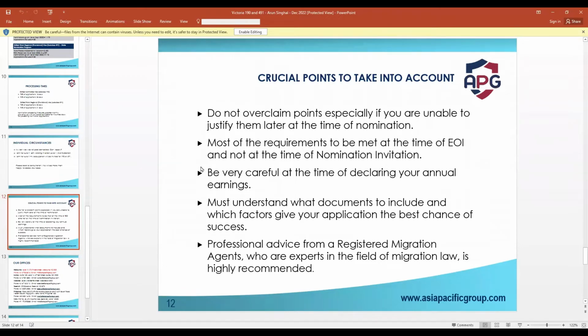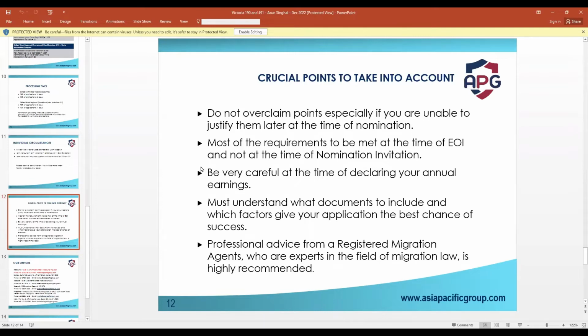For example, if someone took the English test and they are pretty confident they can get 8 points in IELTS or 79 each, until you get the score, please don't claim 20 points. Most of the requirements are to be met at the time of EOI, not at the time of nomination invitation. So again, when you're lodging the EOI or ROI, only claim points which you already have. Don't think that you will accumulate the points over time.